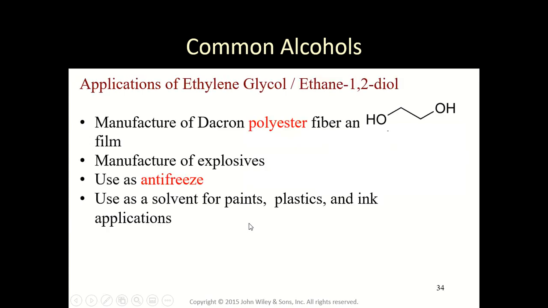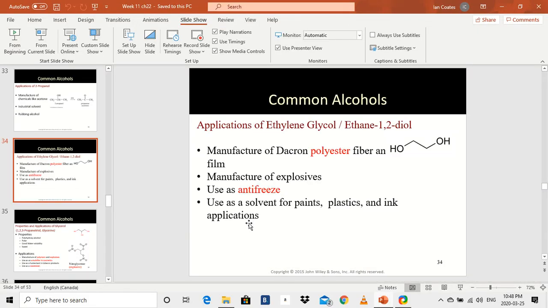All right. Now, where are we? Good. We're moving along. Applications of ethylene glycol. The IUPAC name there: ethane-1,2-diol. Ethane, 2 carbons, 1,2-diol. Manufacture of polyester fibers, manufacture of explosives, funny enough, antifreeze. Ethylene glycol is used as a solvent for paints, plastics, and inks.